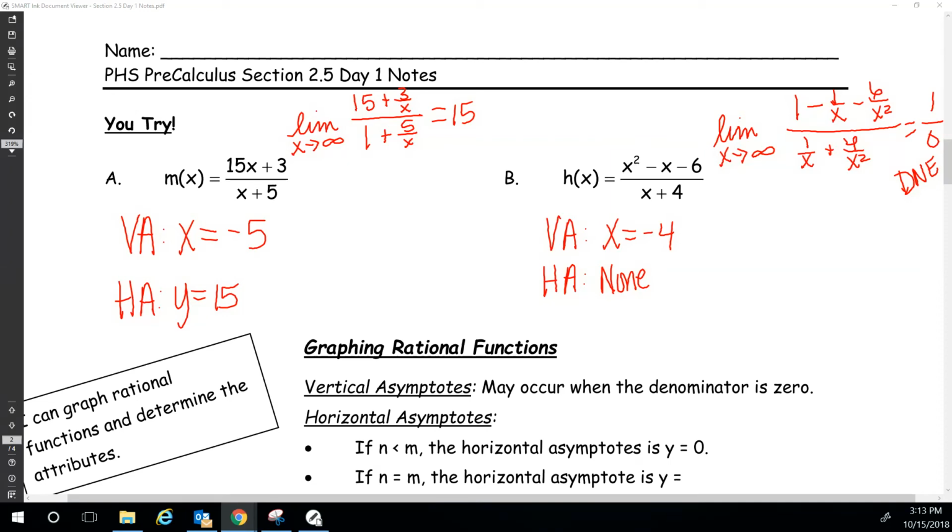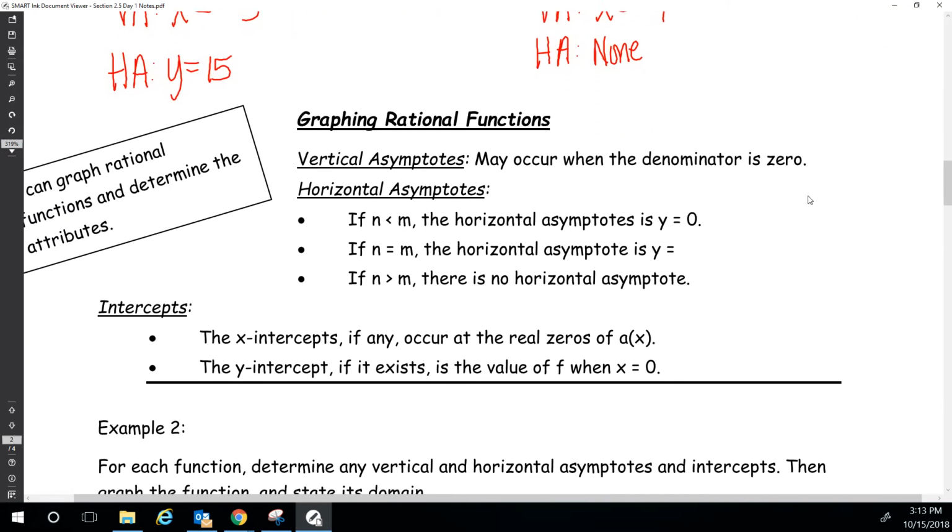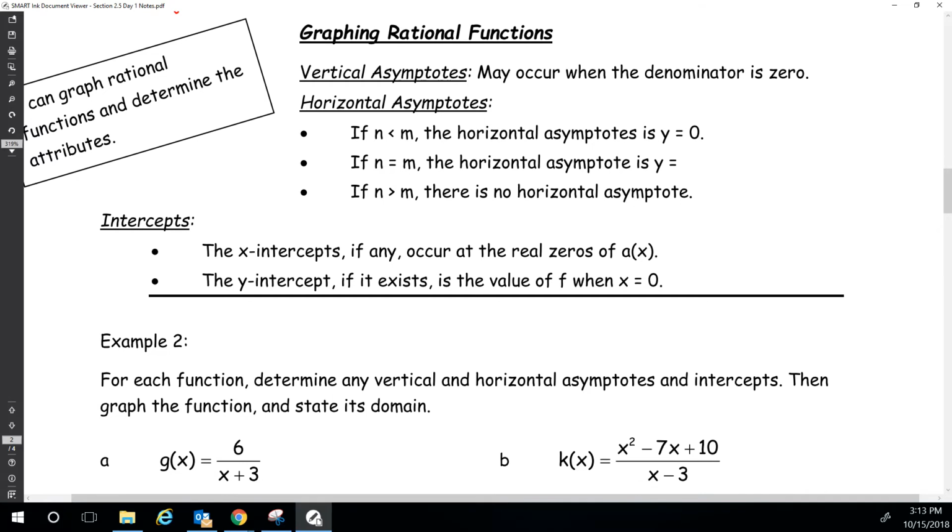All right, here's part 2 of day 1 notes for 2.5. We're going to graph rational functions still. So vertical asymptotes, we talked about the vertical asymptotes occur when the denominator is 0. The horizontal asymptote, so here's the rule.